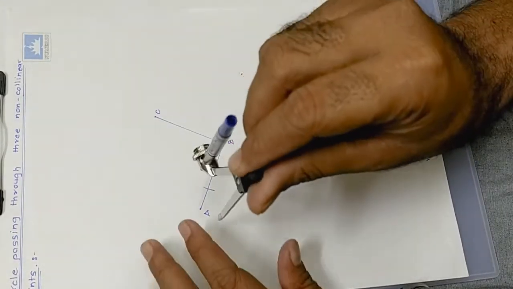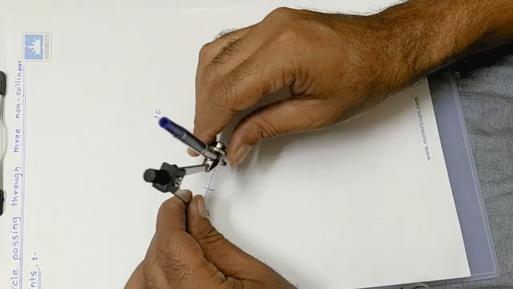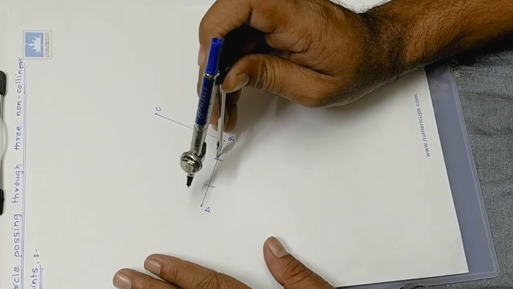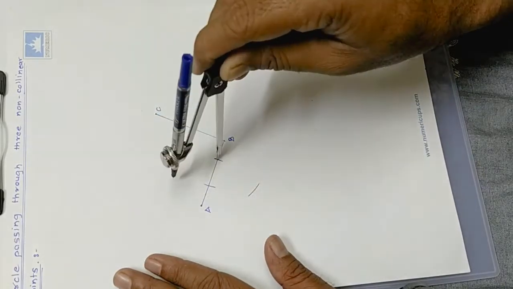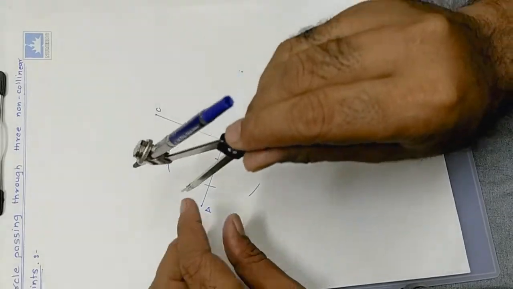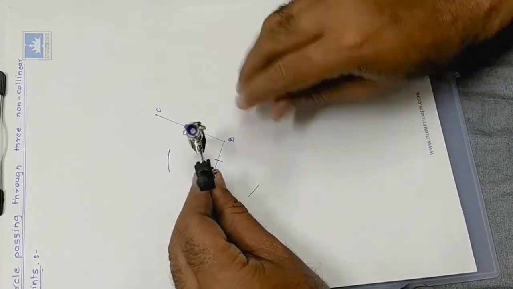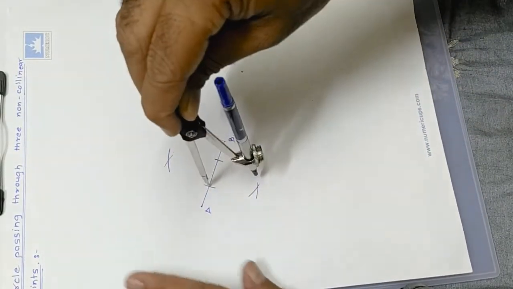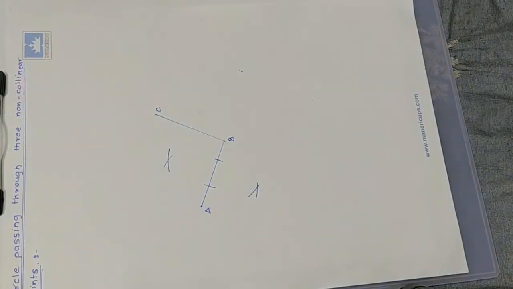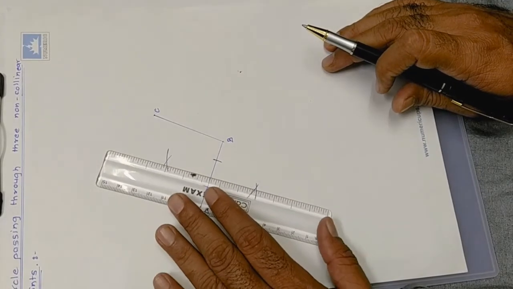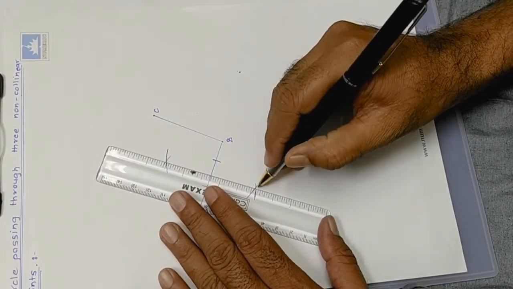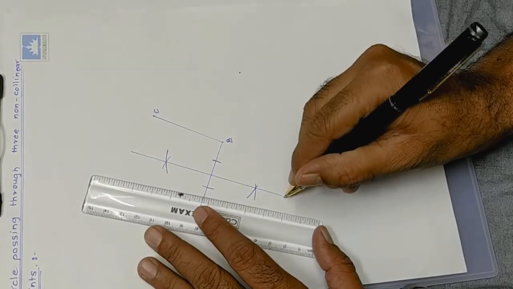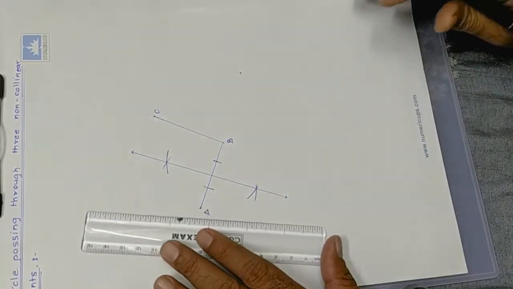and draw one arc from B towards A and one arc from A towards B. Okay, now draw arcs from here, one toward the left, one toward the right. Put your compass back here on the second arc, draw one arc here and one arc here. So like this you have drawn two arcs. Now join these arcs, you will get the perpendicular bisector of AB, like this. So join it very sharply.